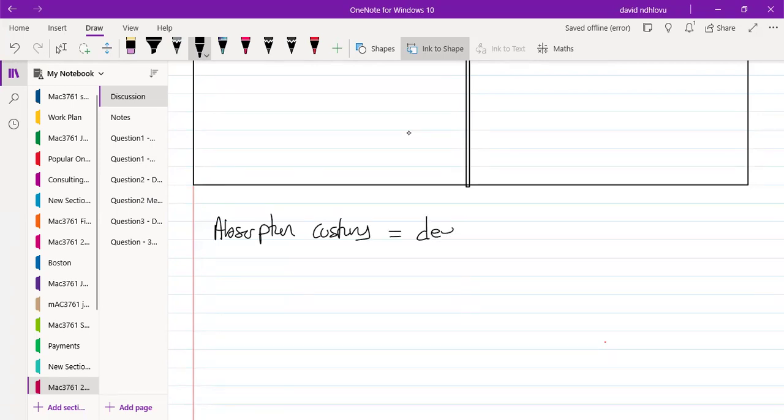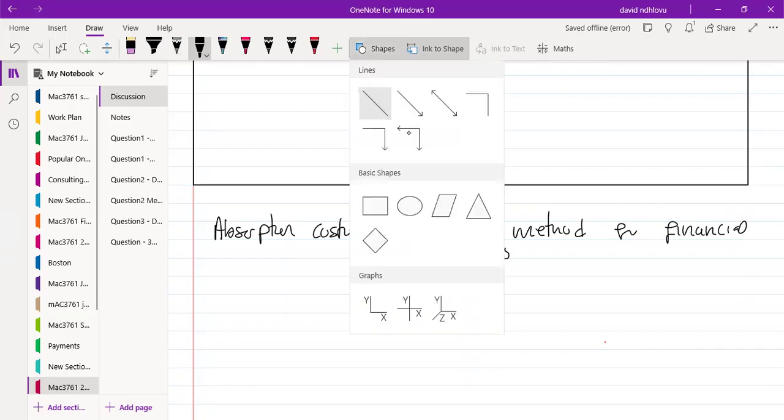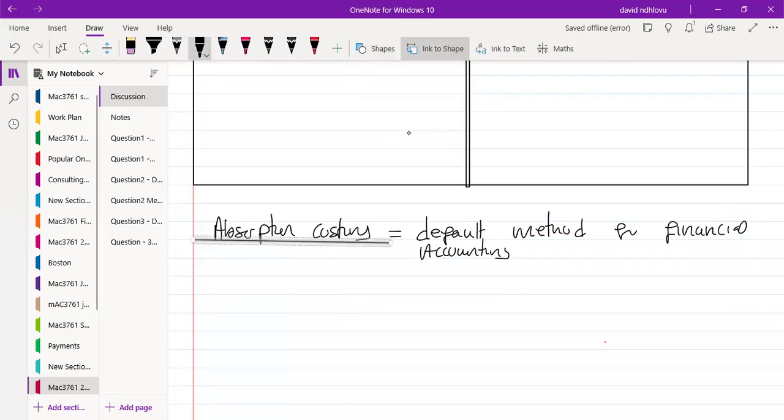This is the default method for financial accounting. So whenever you do your financial accounting modules, you apply the absorption method. The variable costing method is used only for management accounting reports. So what happens here is that the fixed manufacturing costs are a product cost.